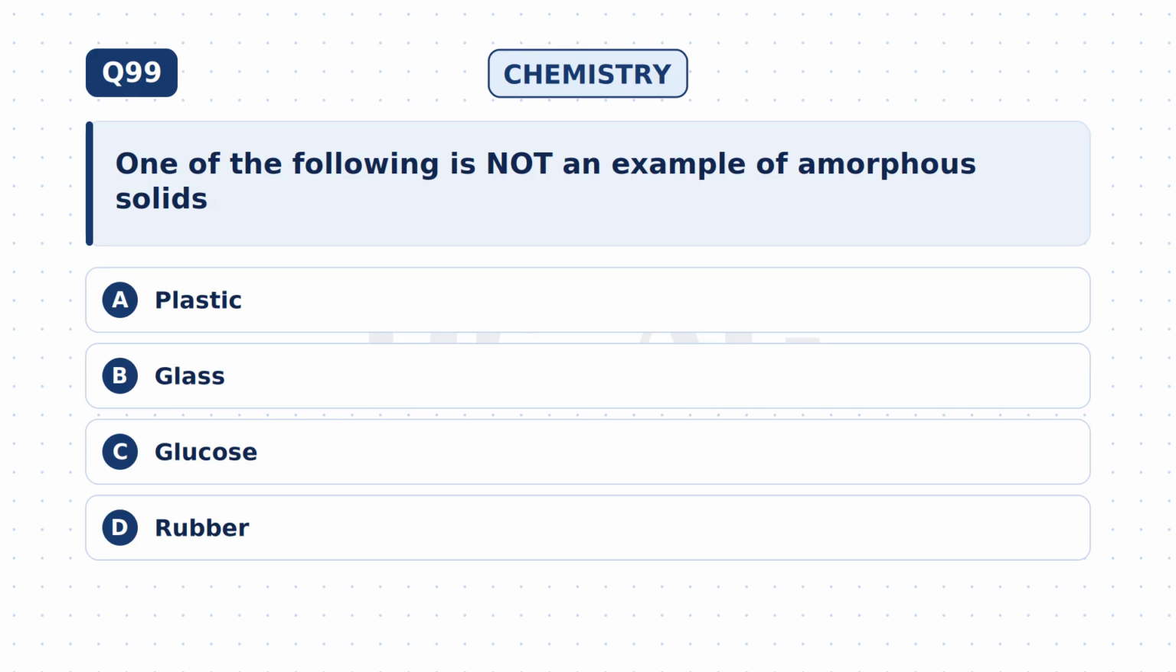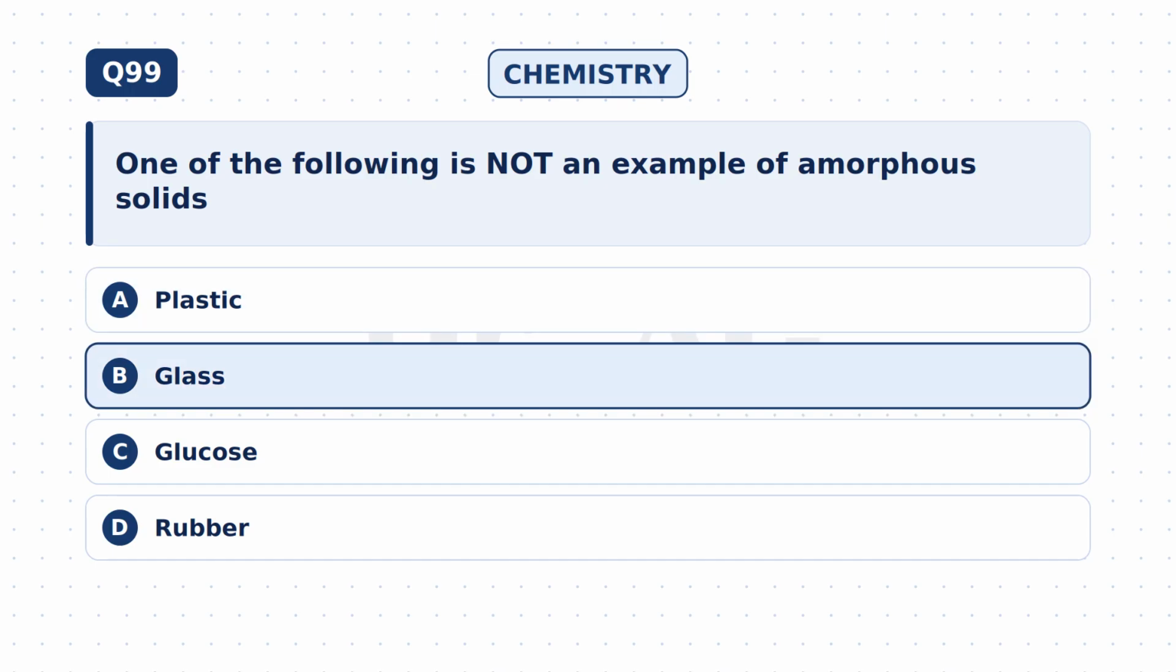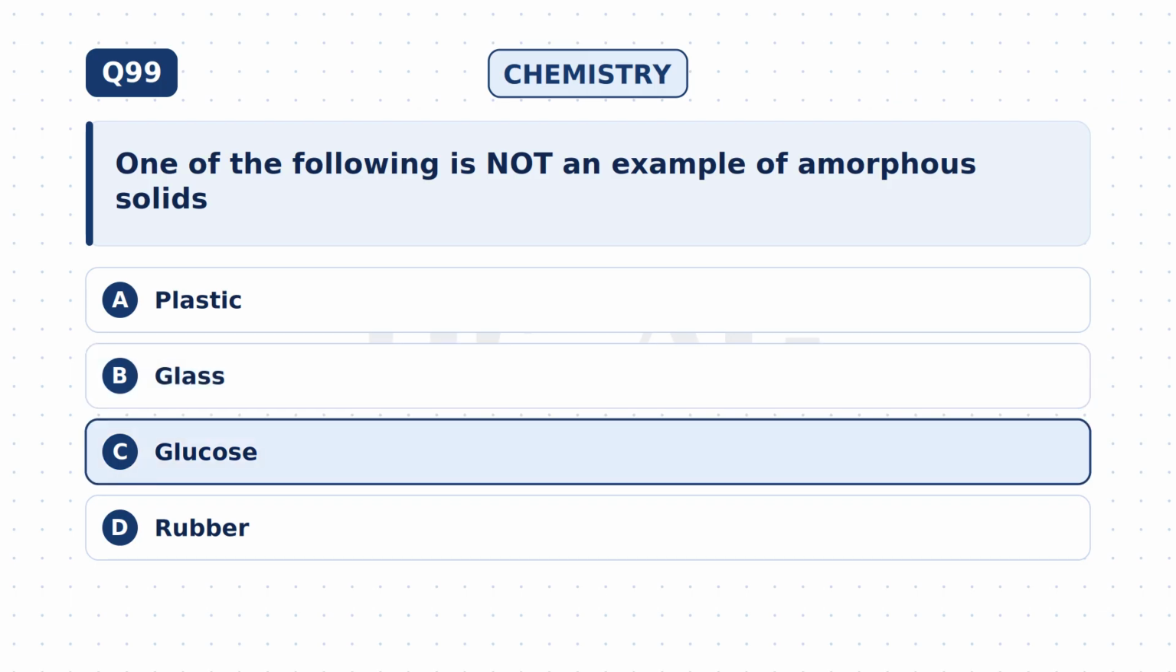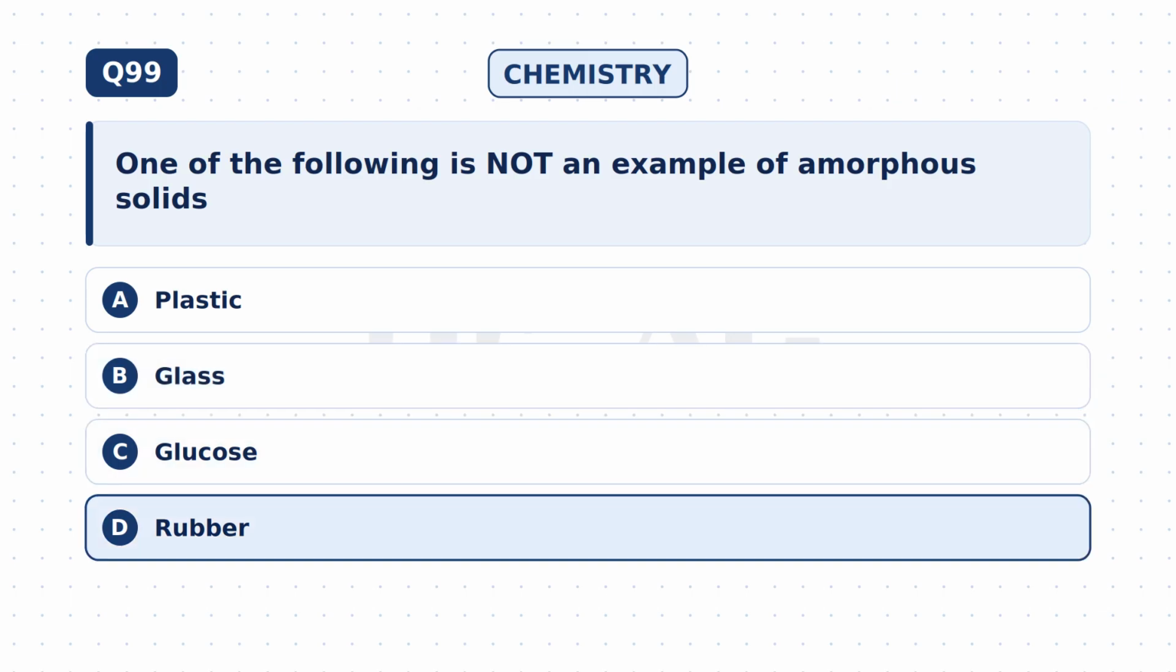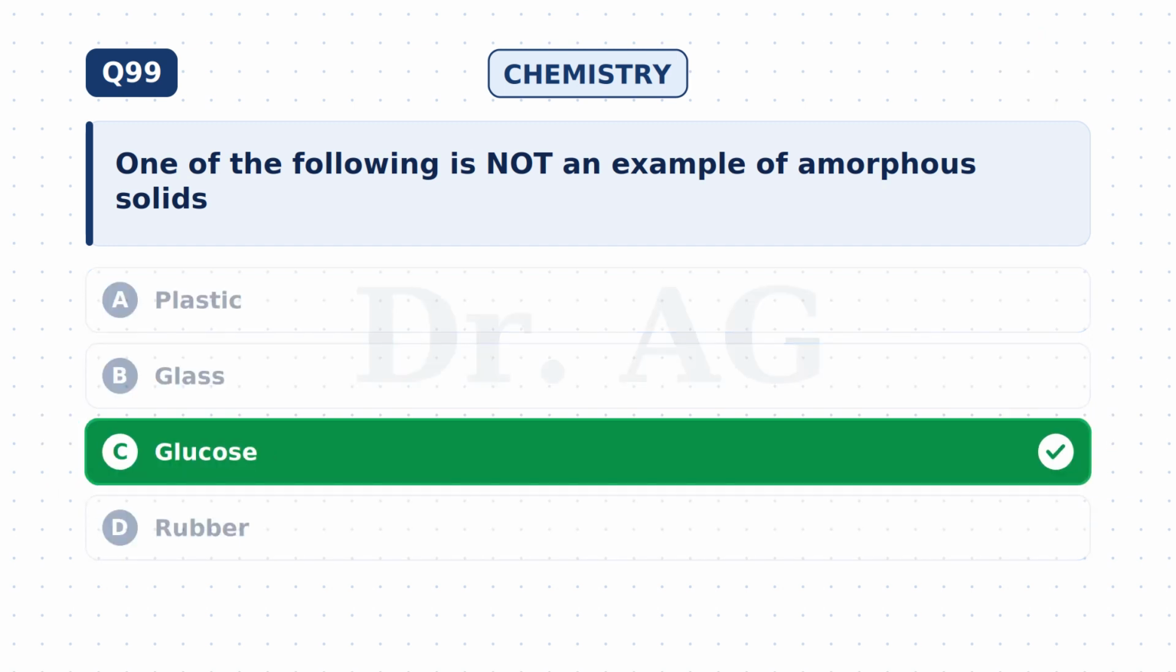Question 99. One of the following is not an example of amorphous solids. Option A, plastic. Option B, glass. Option C, glucose. Option D, rubber. The correct answer is C, glucose.